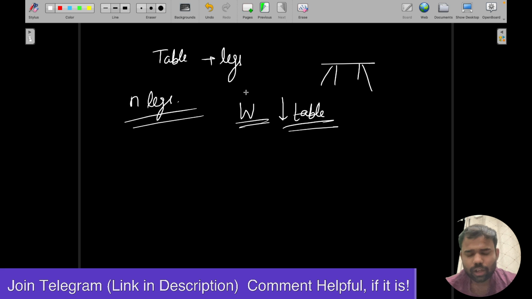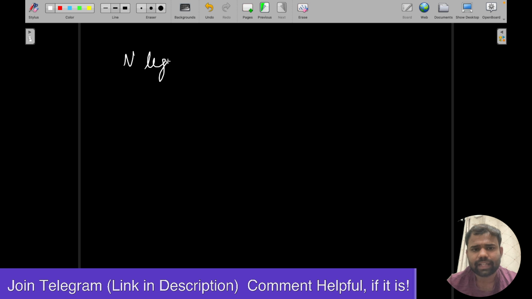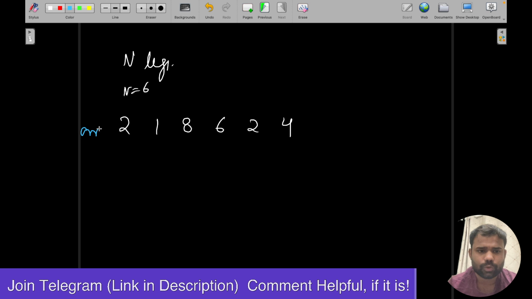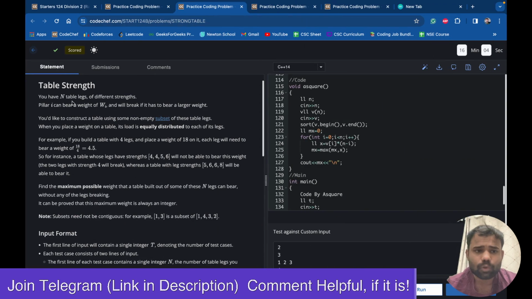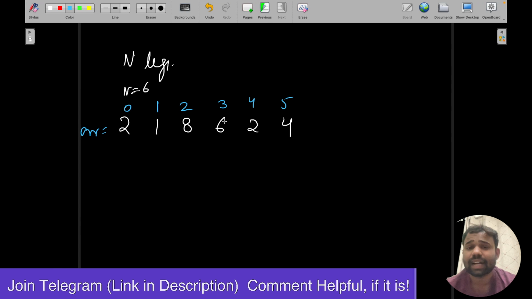Now this weight w is equally distributed amongst all the legs of the table, right? Now what do you have to find? You basically have n legs. For example, the legs are 2, 1, 8, 6, 2, 4. Let's say there's a table which has 6 legs, and these 6 legs are given to you in the form of an array. Basically, wi is the strength of a leg. Strength means how much weight a leg can bear. For example, leg number 0 can bear a weight of 2 kg. Leg number 1 can bear a weight of 1 kg, and so on, right?